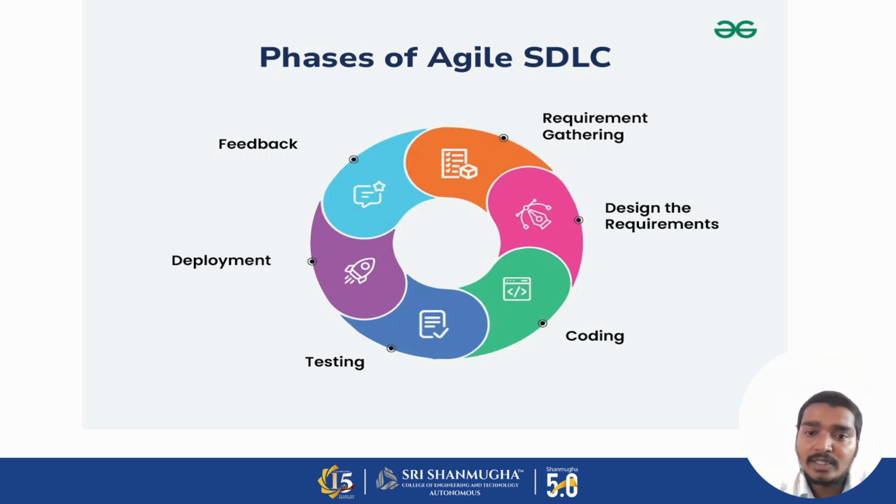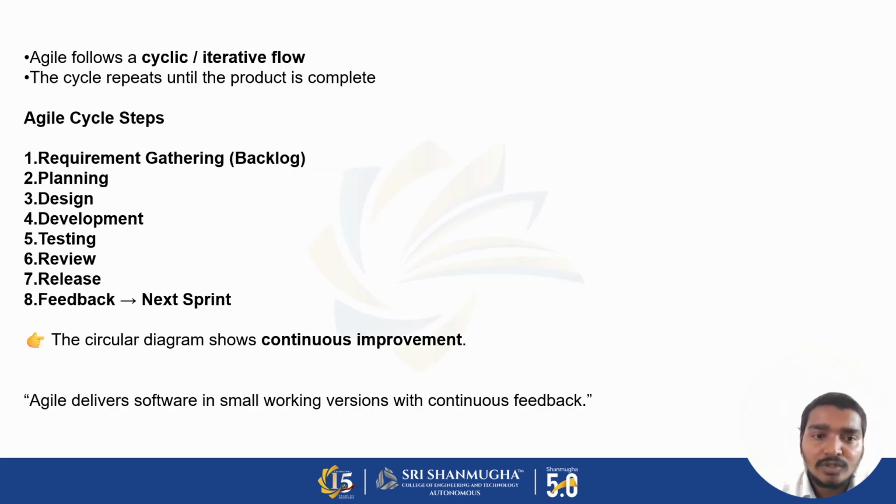So next, coding. The design can be separated into multiple modules. The multiple modules have different types of coding. So the coding moves to testing, and testing to deployment. Deployment is the installation and releasing of the software. So the feedback is maintenance, for updating the software. So Agile follows a cyclic and iterative flow. The cycle repeats until the product is completed.